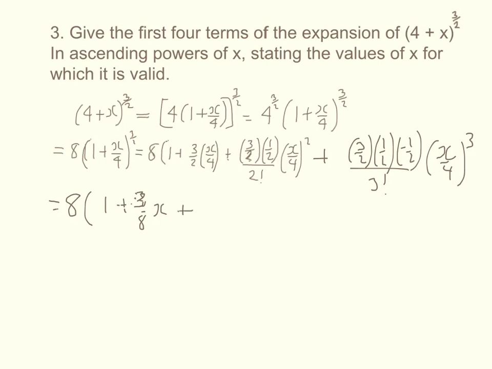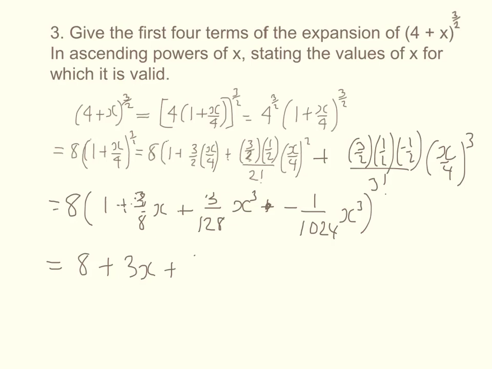Plus, okay, I won't bother to do the fractions out loud, you can do them yourselves on your calculators. So 3 over 128 x squared, and this one's minus actually, minus 1 over 1024 x cubed. Okay, so we've just got to multiply through by 8, so we've got 8 plus 3x plus 3/16 of x squared minus 1 over 128 x to the power, whoops, that is cubed, that last one should be squared.